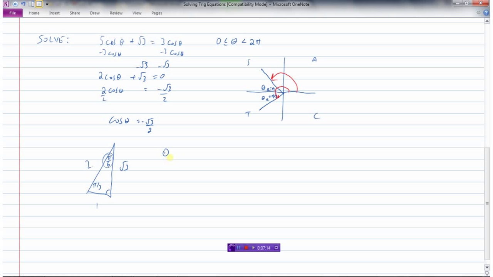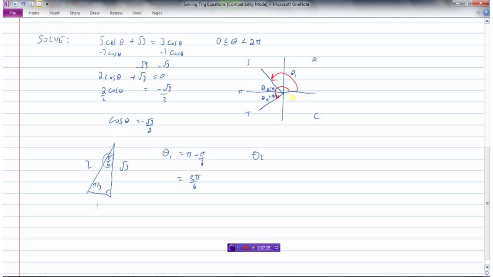So we'll call that first one here theta 1. How would I figure that out? Well, if I know this little part in here is pi over 6, and this all the way to here is pi, theta 1 is going to be pi minus pi over 6, which would be 5 pi over 6 once we get common denominators and subtract.